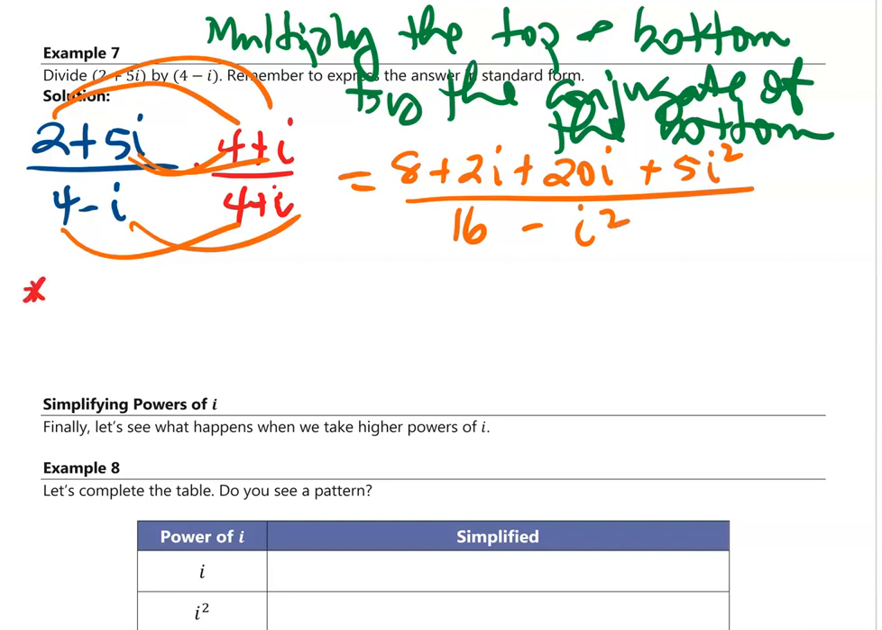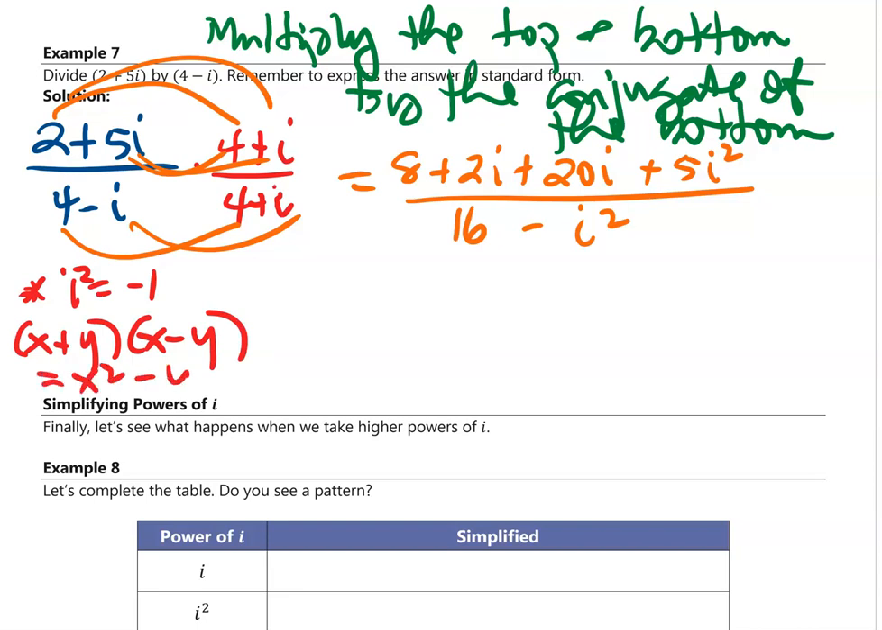So just to recall, i squared again is equal to negative 1. And also what I did in the bottom, 4 minus i times 4 plus i, is just like the sum and difference of two binomials, meaning it's just x times x is x squared, y times y is y squared. So that's what I did here. We just multiply 4 times 4 is 16. Negative i times positive i is negative i squared. Next, 5i squared. I squared, we substitute negative 1 to that.